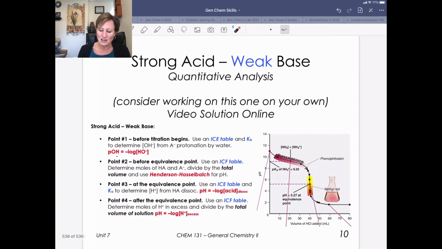I'd encourage you to take a look at the strong acid weak base calculation. Now, this is starting with the weak base in our beaker, which is why we start up at a high pH, and as we add in acid, our pH is going to go down. Notice some similarities here. Before the equivalence point, we always have a buffer. At the equivalence point, the only thing in this case that we're going to have in solution is the conjugate acid of our weak base. And then after the equivalence point, the only thing that's going to contribute to changes in pH is the excess strong acid that's been added. All right, that's our strong-weak titration combinations.